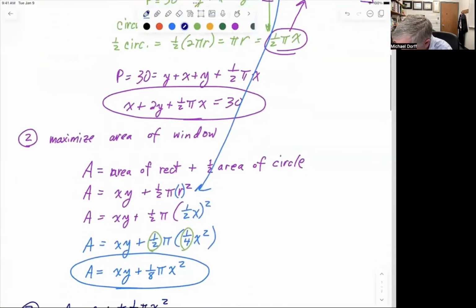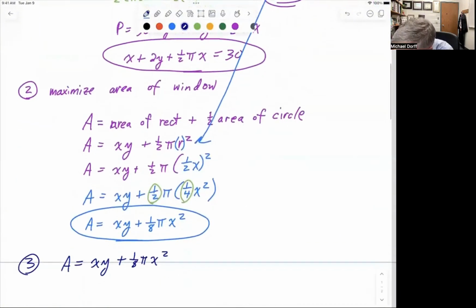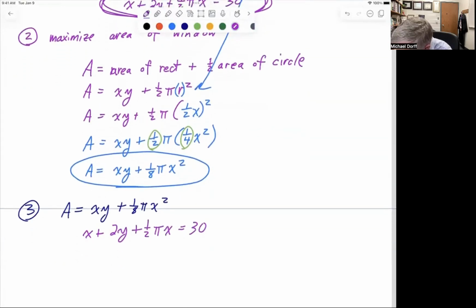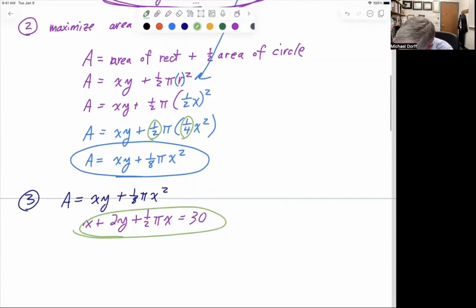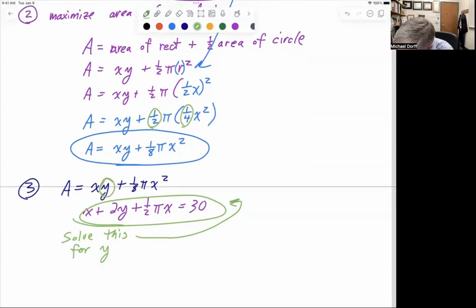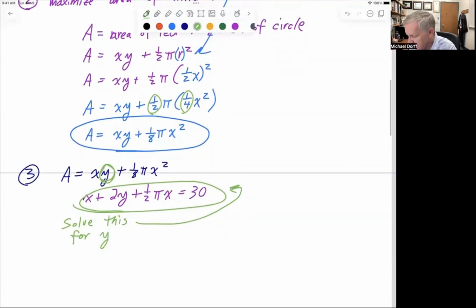And we also had up above here in this purple the equation x plus 2y plus 1/2 pi x equals 30. So we're going to take that purple equation and solve for y. Then I can substitute that back in here for y, and I can get my area function in terms of just one variable.